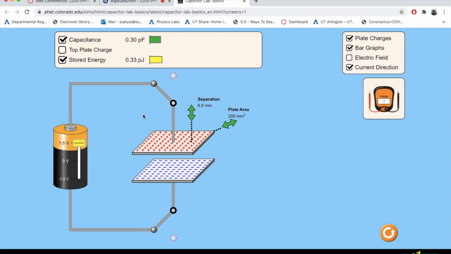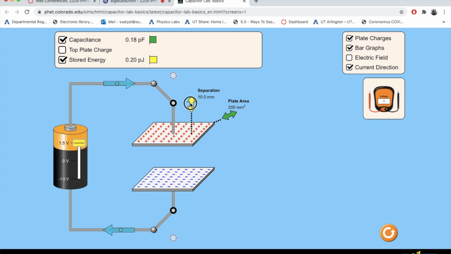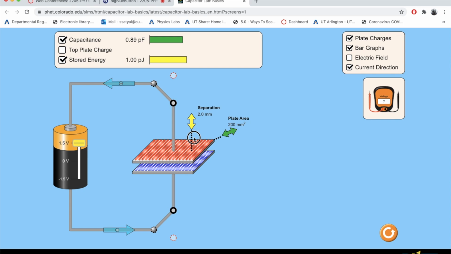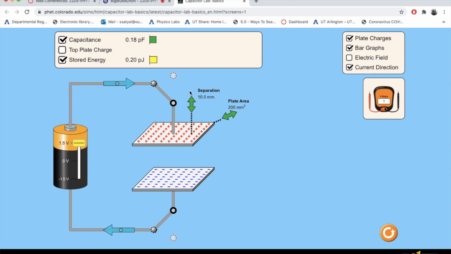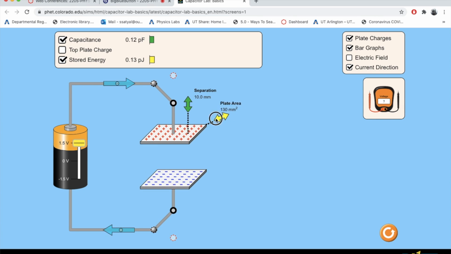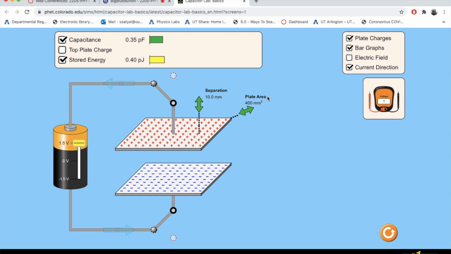Now it's connected, and I can change the plate separation using this arrow here. The minimum distance I can go is 2 millimeters, as much as 10 millimeters. I can also change the area of the plate. The capacitance of the capacitor again depends on the separation distance and the area.